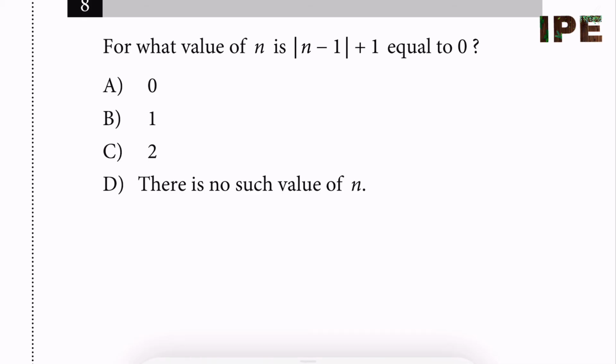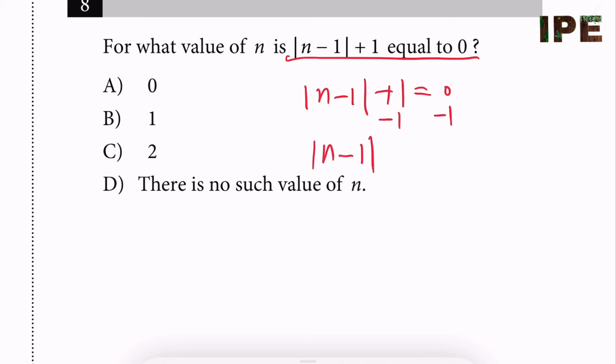For what value of n is the absolute value of n minus 1 plus 1 equal to 0? So absolute value of n minus 1 plus 1 is equal to 0. So subtract 1 from both sides. What happened? Absolute value of n minus 1 should be negative 1. Can the absolute value of something be a negative number? It's impossible. Absolute value makes any number positive or 0, right? So it is impossible. So what is the answer? There is no such value of n.